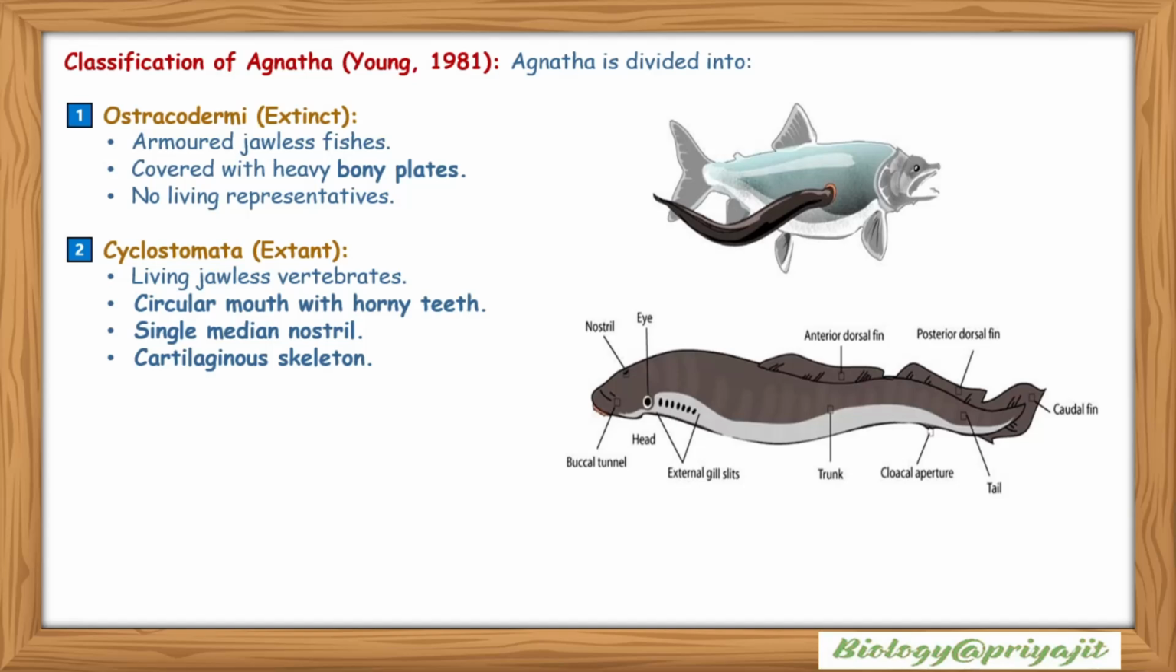Classification of Agnatha. After Young 1981, Agnatha is divided into Ostracodermi, which is extinct. They were armored jawless fishes. Their body was covered with heavy bony plates. This is the image of Ostracodermi, extinct Agnatha. There are no living representatives. Cyclostomata are extant, the living jawless vertebrates. They have a circular mouth with horny teeth, a single median nostril and a cartilaginous skeleton.